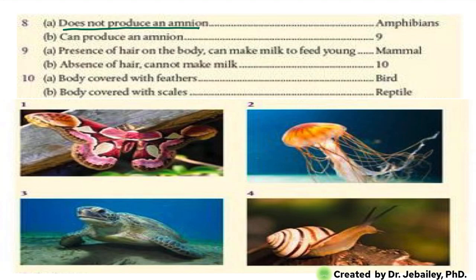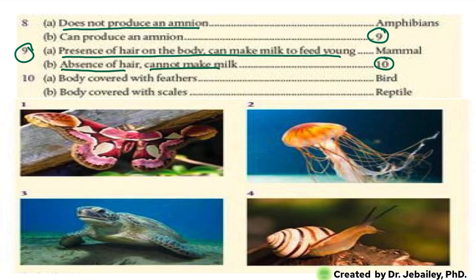So this is where you have to figure out if they are or not. So because they produce an amnion, they go to number 9. So number 9, presence of hair on the body can make milk. Well, that's not true. But the absence of hair cannot make milk. That is true. They go to 10. Covered with feathers. That's not true. They're covered with scales. And there you go. You put the turtles in the reptile. That's how you go through the dichotomous key for the turtle.